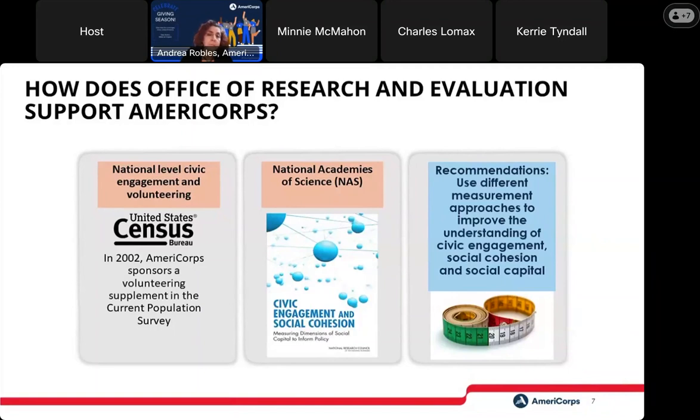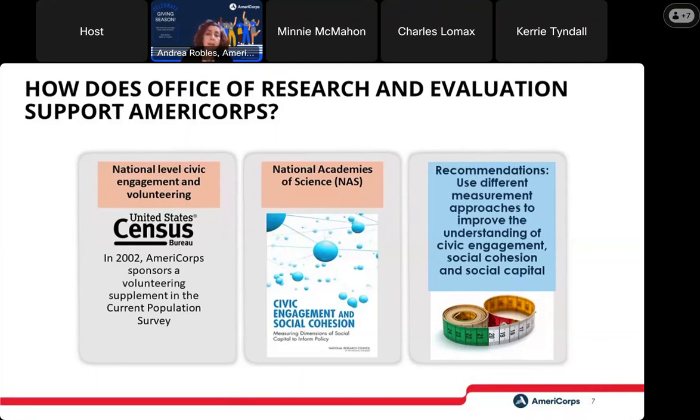For example, since 2002, we have partnered with the US Census to field a supplement on volunteering and civic engagement in the Current Population Survey. I know that's a mouthful, but for short, we call it the CEV. The purpose of the survey is to identify civic engagement and volunteering trends across the US. The CEV is the most robust longitudinal data on this topic, but since it's national level data, it does not capture information at the local or community level.